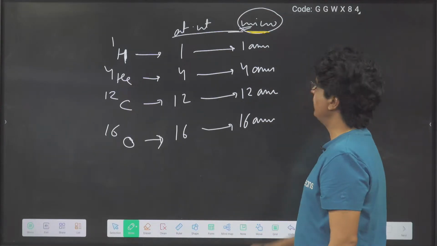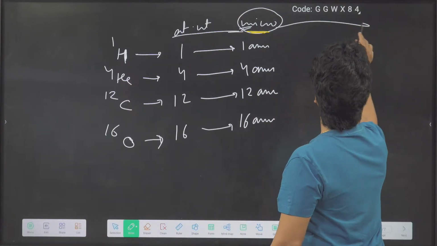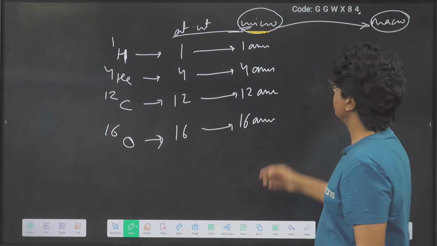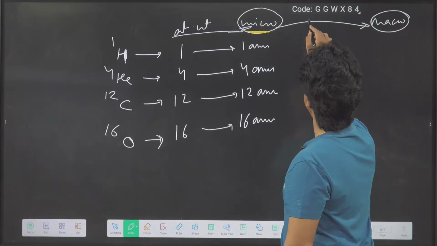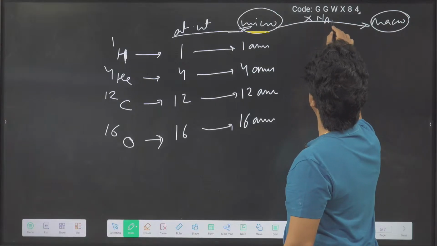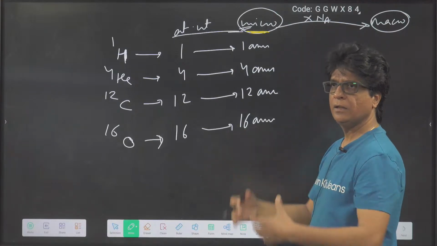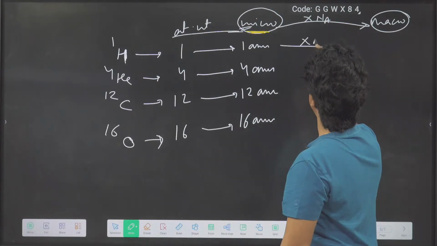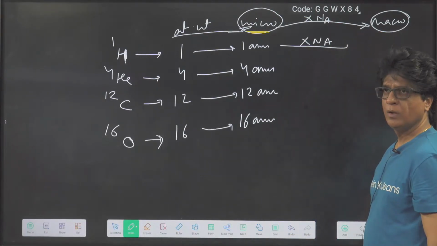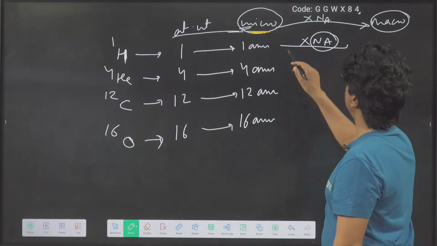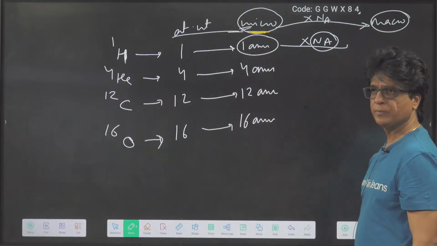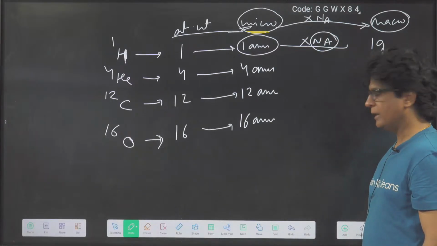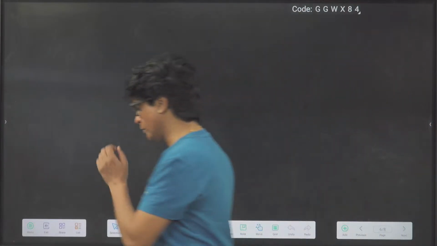Right? But if I want to go into the macroscopic world, then what should you do? You should apply an operation of multiplying by NA, to collect these many atoms. So 1 AMU into NA will give you how much? What will be the weight of 1 mole of hydrogen atoms? It will be 1 gram. 1 gram. Let me explain in case you do not know this.